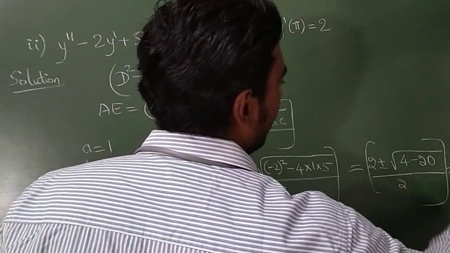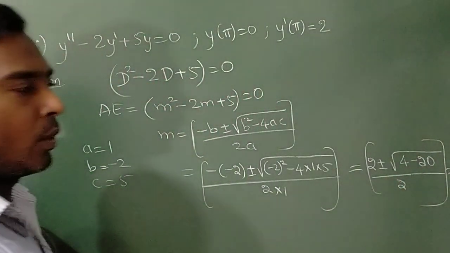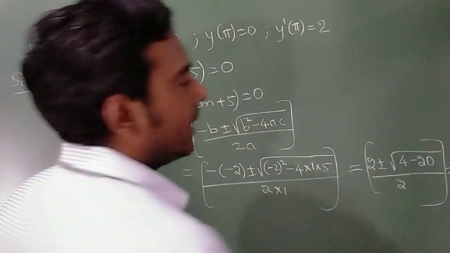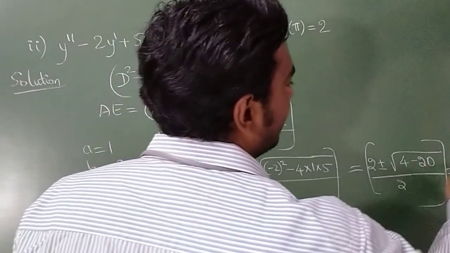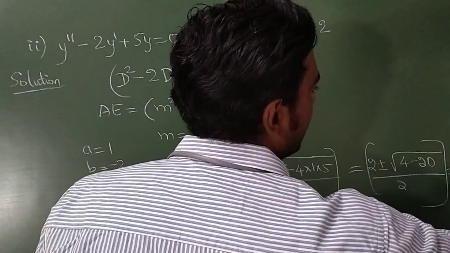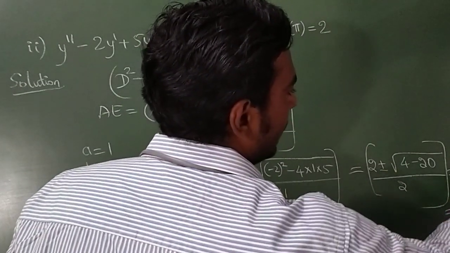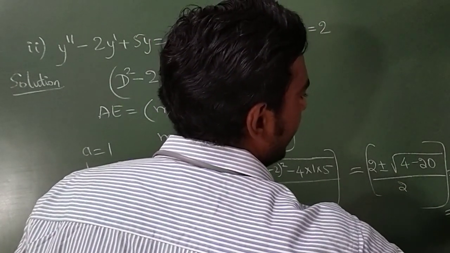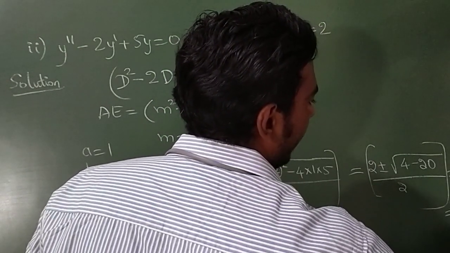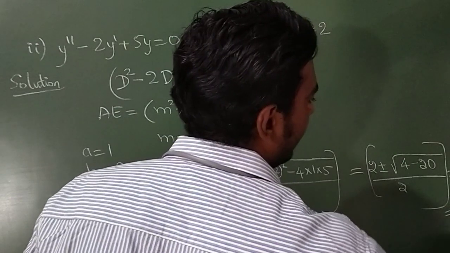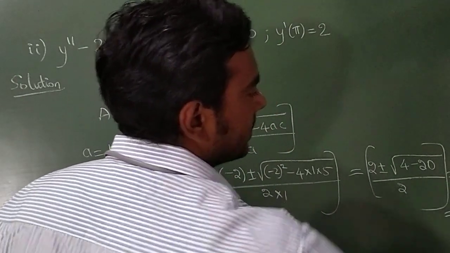Okay, now 2 plus or minus i, 20 minus 4 is minus 16. That minus I have written as i because it is imaginary, and the square root of minus 16 is 4, divided by 2. So the 2 gets cancelled, 1 is remaining, and 2 ones are 2s. So in a plus ib form, the roots are 1 plus 2i and 1 minus 2i.